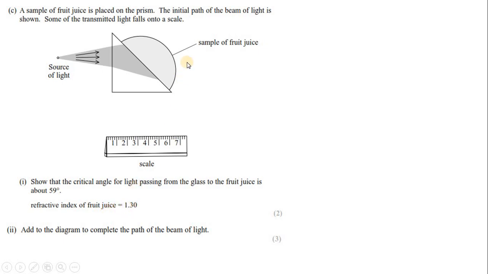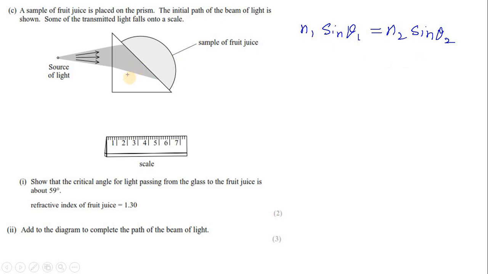So we have a refractive index of juice 1.3, and then we have the refractive index of the glass, because we have a refraction from glass to the juice. In the previous part we found the refractive index of glass, which is 1.52. So we can use a straightforward formula: n1 sine theta 1 is equal to n2 sine theta 2. Here n1 is the refractive index of medium 1 and theta 1 is the angle in medium 1, while n2 is the refractive index of medium 2 and theta 2 is the angle in the second medium.